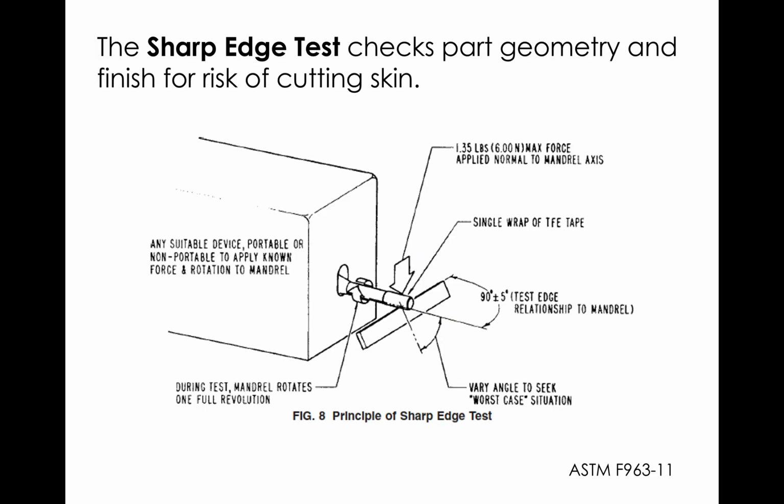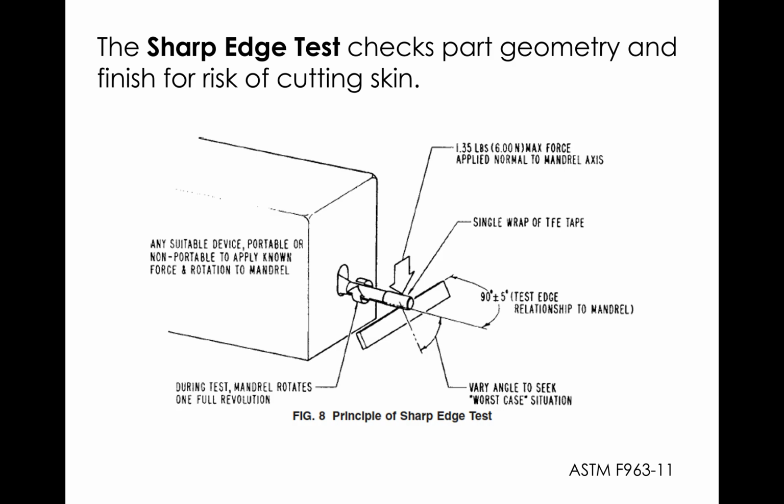Okay, so what do we mean by, let's start with super sharp. Super sharp means that a kid could cut their skin with it. If they ran their finger along the edge of the part or gripped it, they could potentially cut their skin. Believe it or not, there is a test for this as well, and it uses a little test setup.